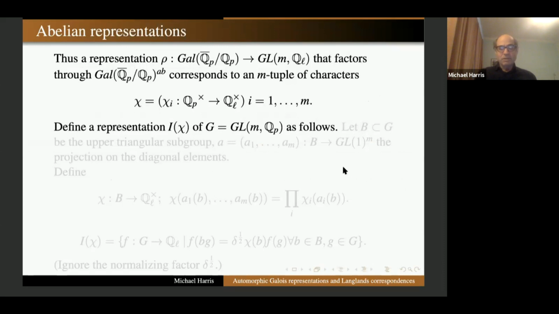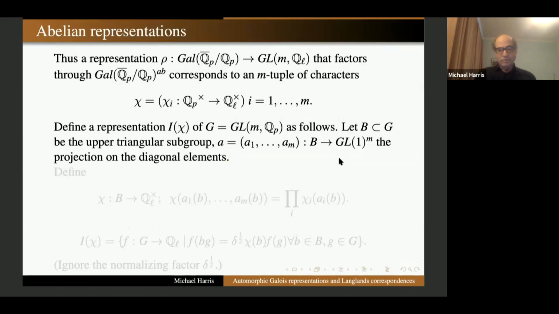So what do we know about G? Call it G to avoid taking up too much space. What do we know about GLM? Well, it has some recognizable subgroups. We can consider the subgroup B of upper triangular matrices, that is, 0 below the diagonal. And then it has a projection onto the diagonal elements, which is a homomorphism. So we call this A. The diagonal matrices form a product of m copies of GL1.